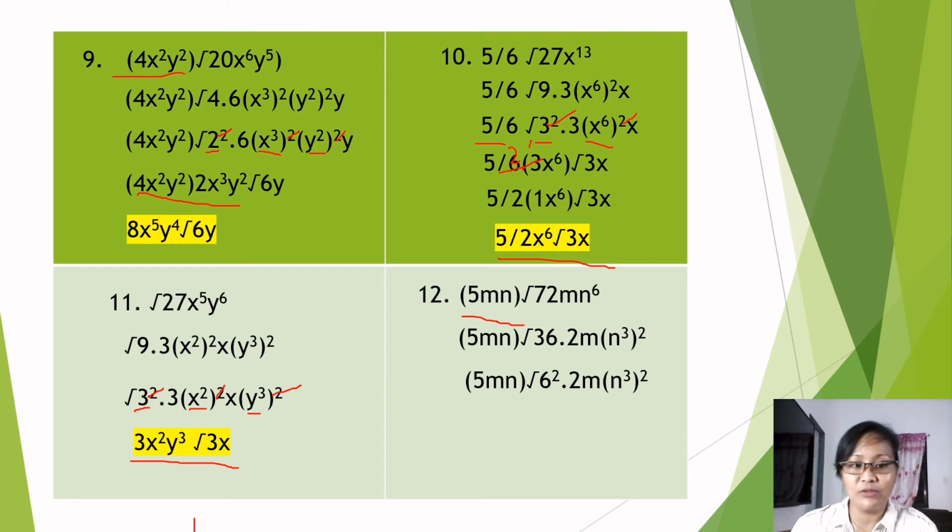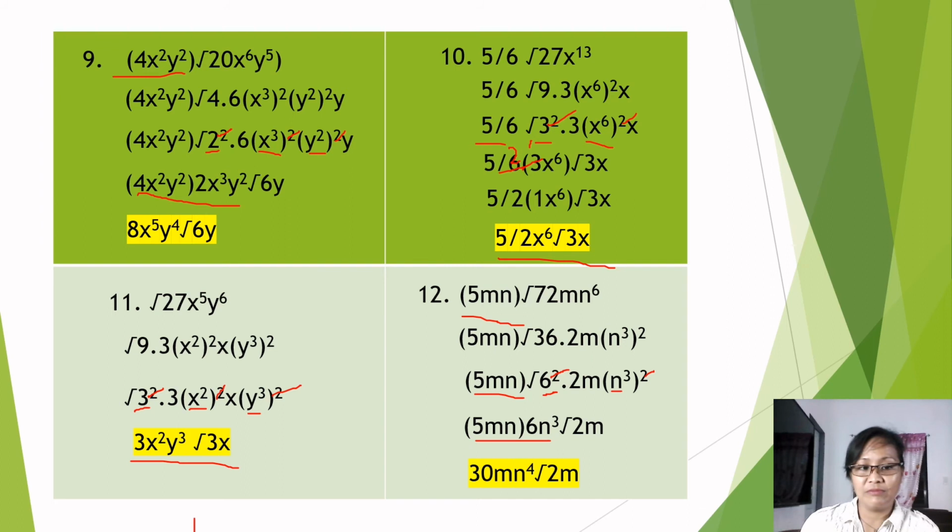Then, extract the root, cancel, cancel. So we have now 5mn times the perfect root, 6, and n cubed. And the remainder, or not perfect root, we have 2m. So we have now 5mn times 6n cubed square root of 2m. Then multiply the terms outside the radical sign.